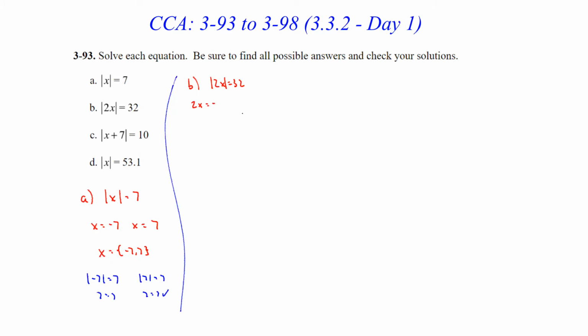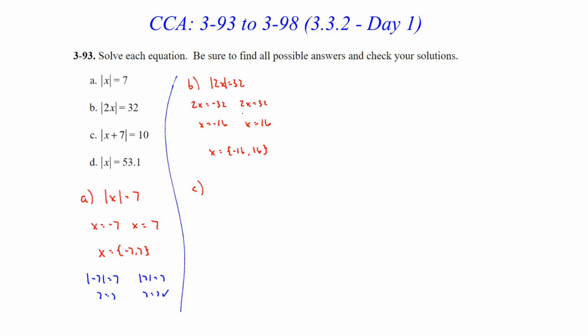That 2x could either be equal to a negative 32 or 2x could be equal to a positive 32, because both the absolute value of negative 32 and 32 is 32. So when we divide by 2, we get one solution of negative 16 and then one solution of a positive 16. And if you plug those back in, you get 2 times negative 16, which is negative 32, and 2 times 16, which is 32, each being that the absolute value is equal to 32. So x is equal to negative 16 and 16.